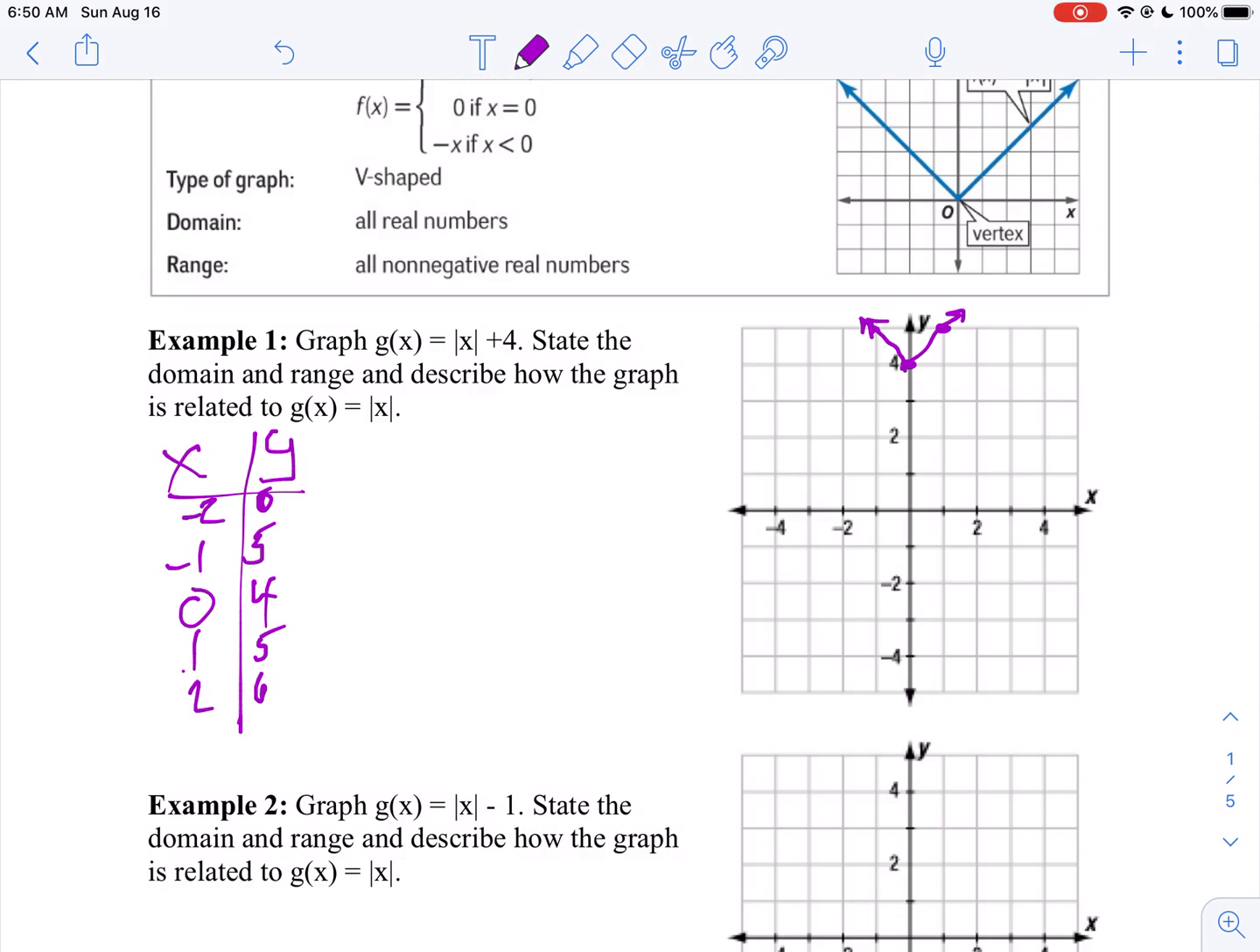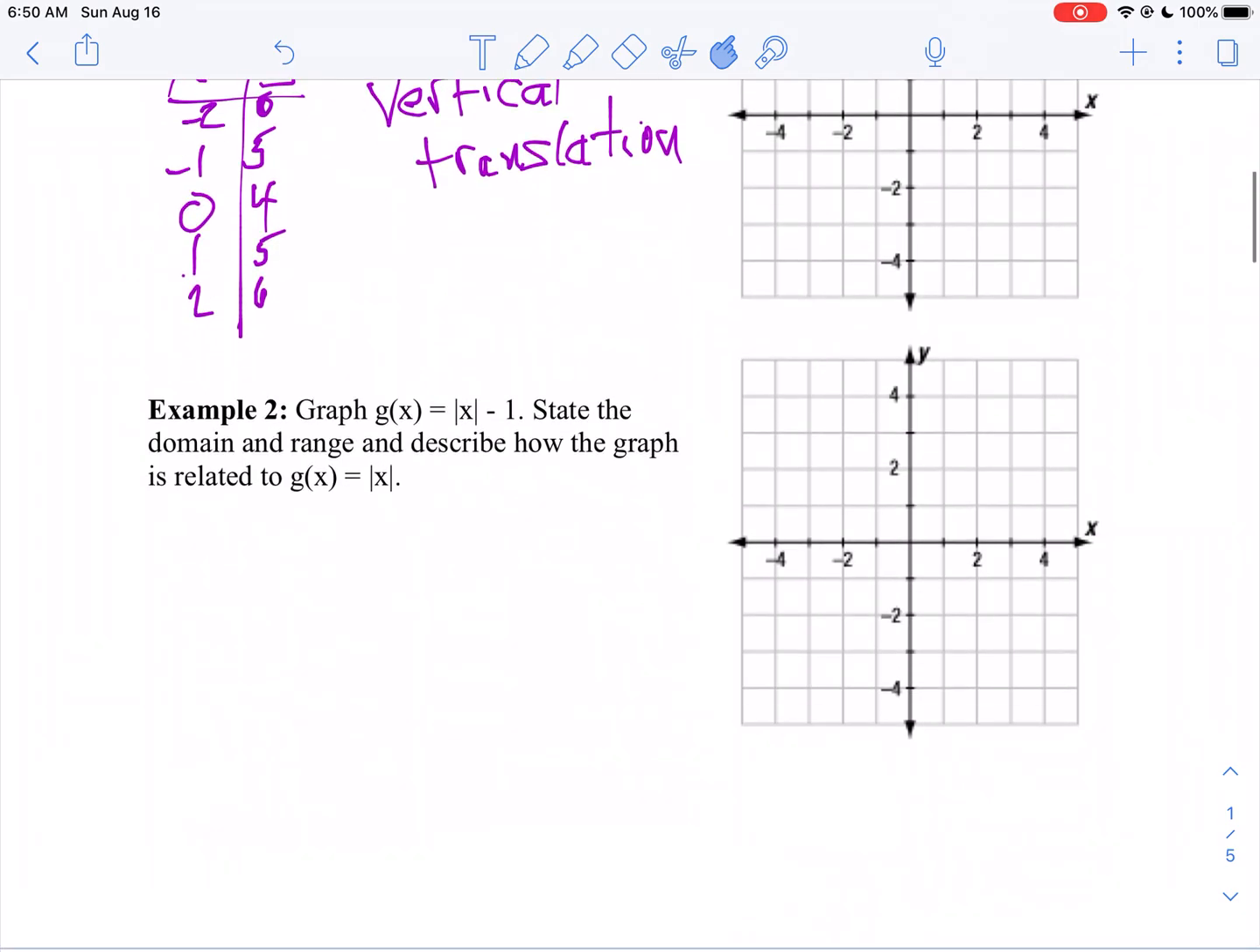So when you're adding something to your absolute value, it's just a vertical translation. We're going to move it up and down. At this point, I'd like you to pause the video, try to do example 2 by yourself, and then come back and check.